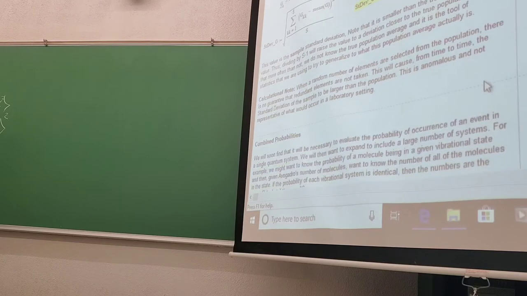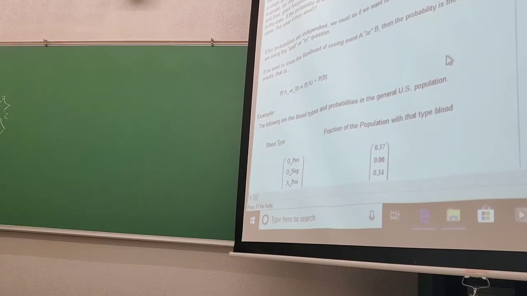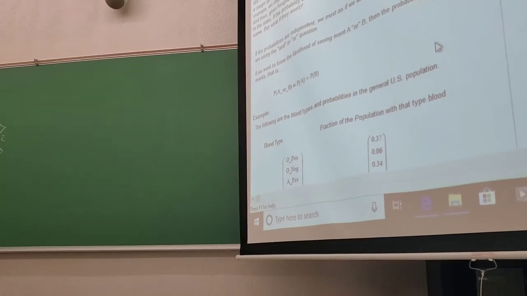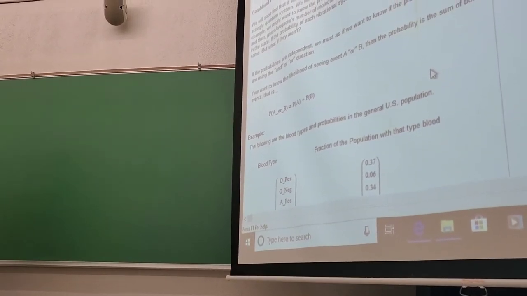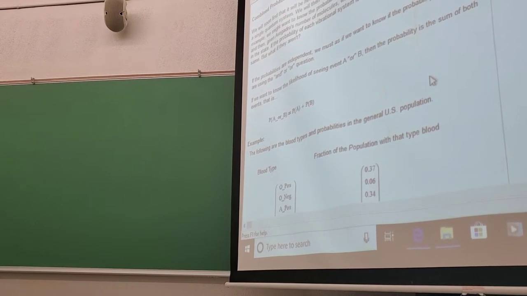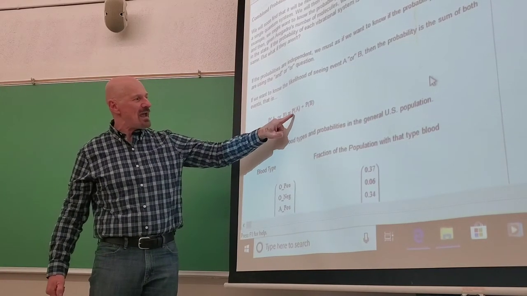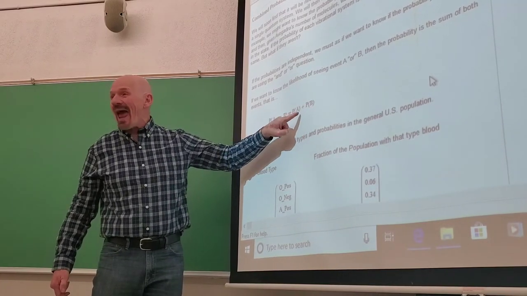Okay? All right. Now what we're also going to be looking at is combined probabilities. Very often we're going to have particles that could have two different possible quantum states they could be in. We want to know the probability of two particles being in either of those quantum states. But we have to be very careful in our choice of words. Our words are going to be and, or, is how we phrase this. So if we have an event A and an event B, and I want to calculate the probability of seeing event A or event B, we take the probability of event A, the probability of event B, and we add them.